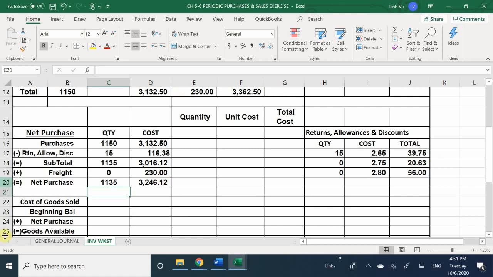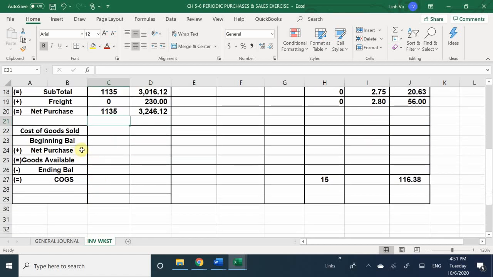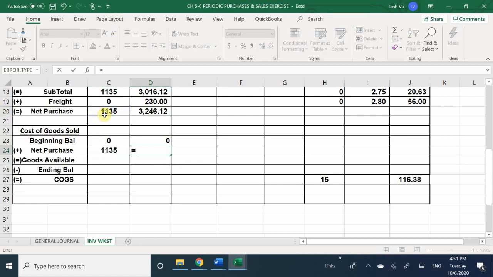Okay, and again, we are still left with 1135. For this scenario, we do not have any beginning balances. So we're going to carry down our net purchases that we've calculated from above, bringing us a grand total of goods available of 1135, costing me a grand total of 32.46 and 12 cents.